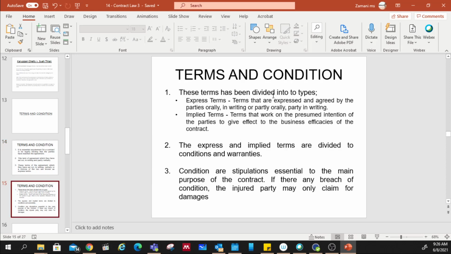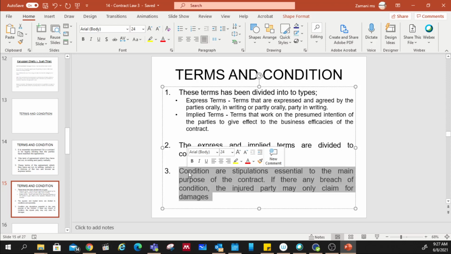These terms are divided into two types. Express terms are terms that are expressed and agreed by the parties orally, in writing, or partially in writing. The implied terms are terms that work on the presumed intention of the parties to give effect to the business efficiency of the contract. The express and implied terms are divided into conditions and warranties. Conditions are stipulations essential to the main purpose of the contract. If there is any breach of a condition, the injured party may claim for damages.